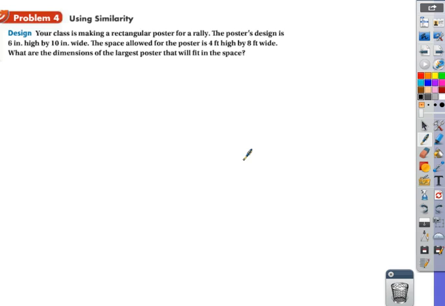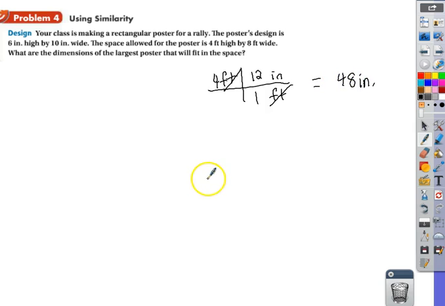How many people are thinking the first thing we're probably going to have to do is convert to some inches? Good, because that's the first thing we got to do. So the first thing I'm going to do is take 4 feet and convert 4 feet to inches. Well, I want the feet to cancel out, so feet in the bottom, inches in the top. There's 12 inches in 1 foot. Hopefully this helps you keep your conversion straight, whether you're supposed to be multiplying or dividing. That gives me 48 inches.